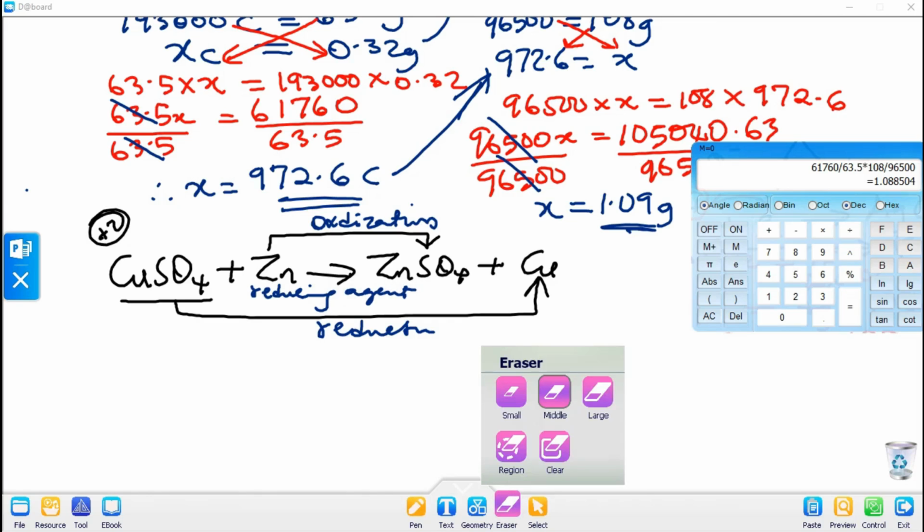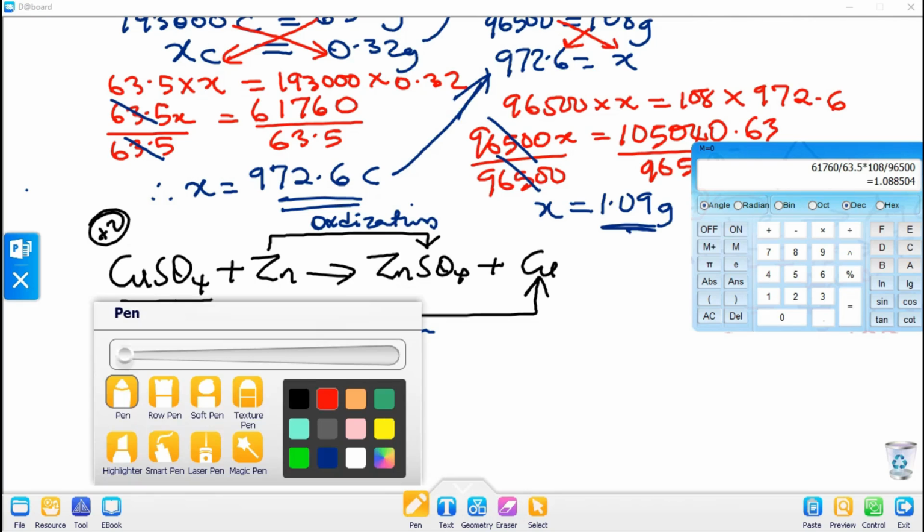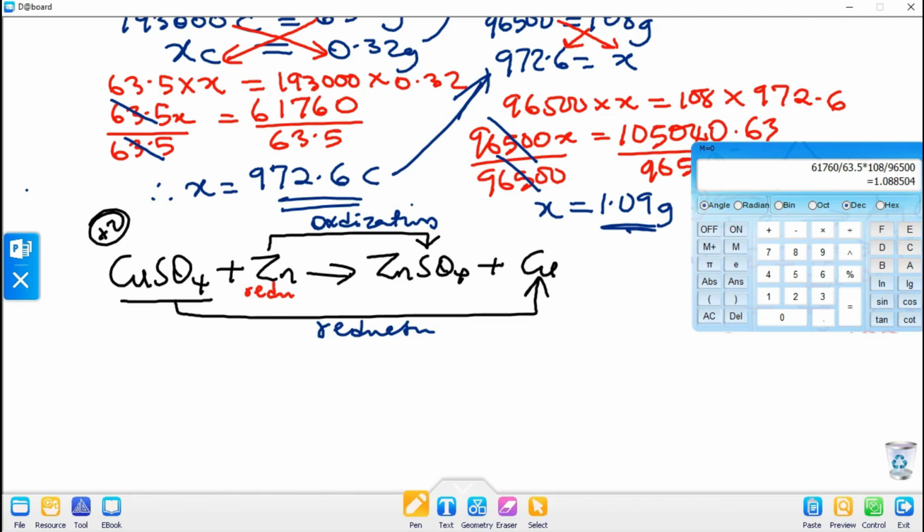Or let's use another pen for that so that we can understand that better. Let me use a red ink. So in this case, zinc is the reducing agent because zinc has brought about the reduction of copper sulfate to ordinary copper. So zinc must be the reducing agent, and at the same time zinc has been oxidized.